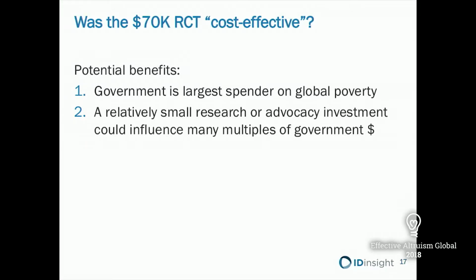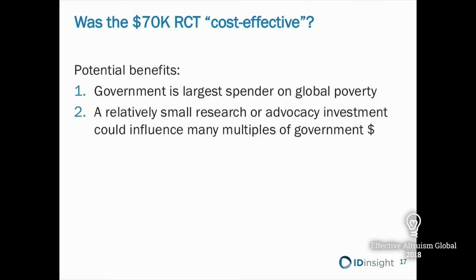However, if you think about it more from the point of view of, was that $70,000 investment in generating that evidence cost effective because it then compelled the government to scale up a program, I think it is a completely different question. We need to start thinking about those kinds of intermediated causes. And so there's clear benefits that such a small amount of money, whether it's for research or advocacy, has the potential to influence many multiples of government spending.